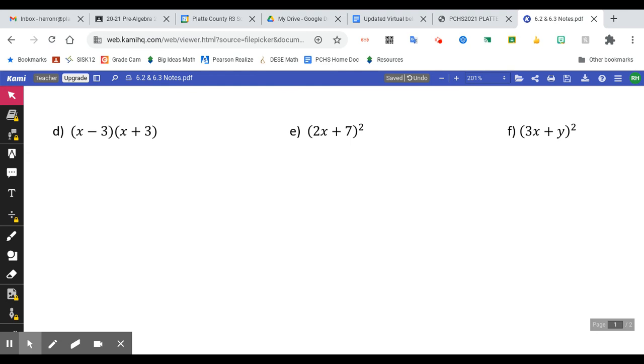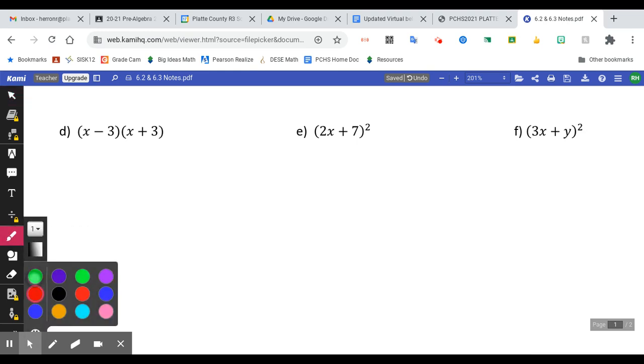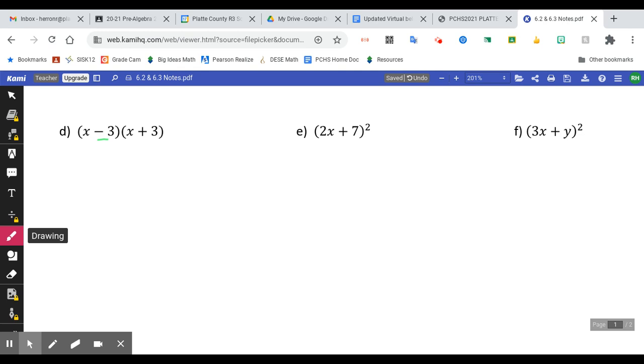All right, so you notice here that these have the exact same two terms in the middle, but they're actually opposite signs. So I want you to think about maybe what happens when you see that. It's going to happen every single time. It's a special case. So let's check it out.